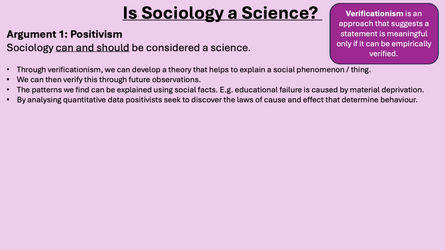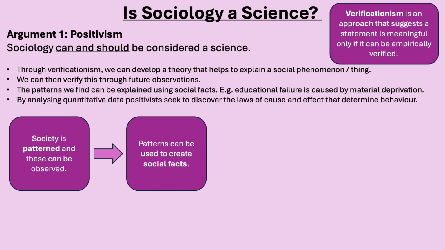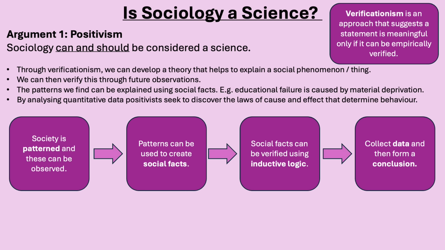For those who don't know, verificationism is an approach that suggests a statement is meaningful only if it can be empirically verified. So, sociology is patterned, and these patterns can be observed. And then you go on to patterns can be used to create social facts. Told you positivists love social facts. Then you go on to social facts can be verified using inductive logic. And then you can collect data and then form a conclusion.